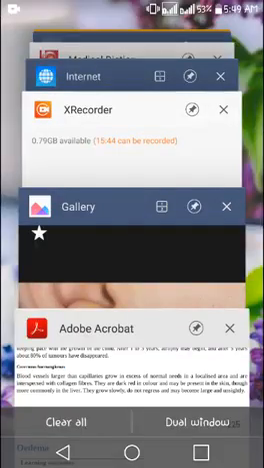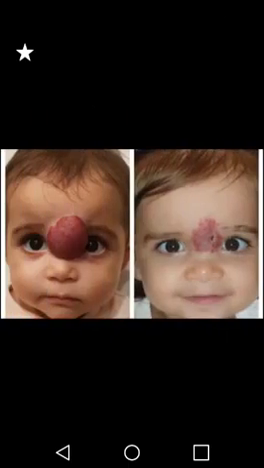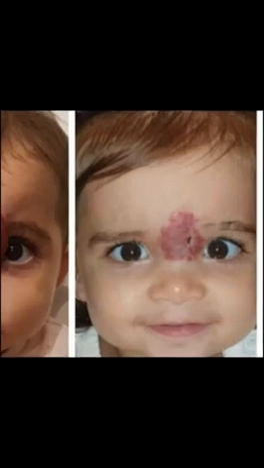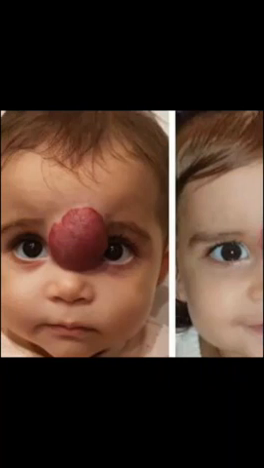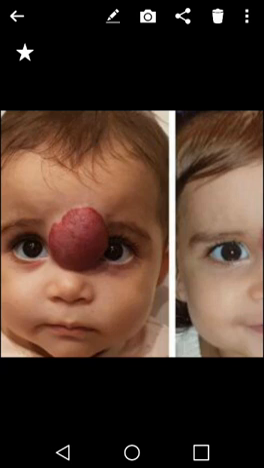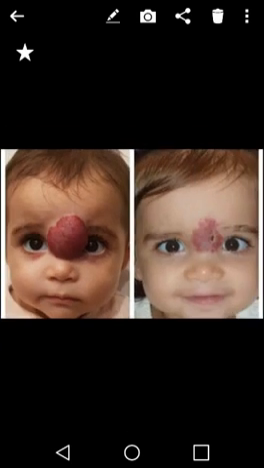Let me show you a picture of it. Okay, as you can see, initially the baby had a very small birthmark. Comparatively, it's not that small, but compared to the later picture, it seems smaller. But with the passage of time, as the baby grows, this hemangioma also kept on increasing. But remember that after 5 years, this will reduce in size.